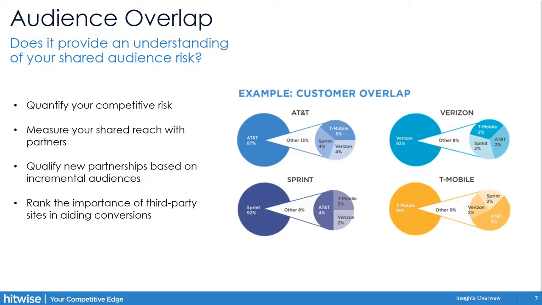But more than the basic KPIs, a good solution provider will also enable you to understand your shared audience risk. Understanding with whom you share audience and the percentage of your audience that you share with a competitor can be helpful to begin to address loyalty risks. But more than that, it can also help you qualify partnership opportunities or even assess the importance of a third-party website in aiding conversions for your products.